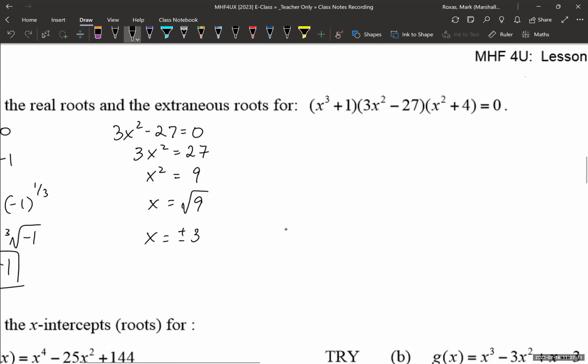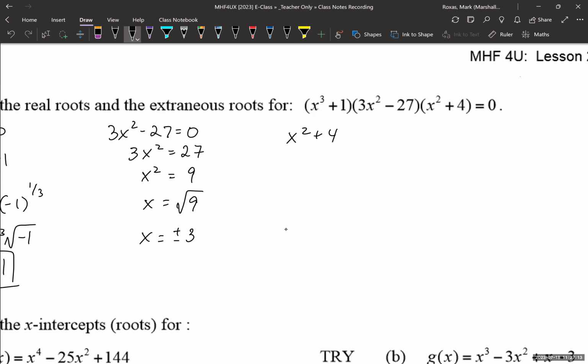And if I look at the third factor, x squared plus 4, what values of x will make that 0? So if I subtract 4 from both sides, I'll have x squared equals minus 4. Okay, and so if I took the square root of both sides, I'll have the square root of minus 4. Well, that's kind of invalid. Let's just say x is invalid. There is no real solution, right?